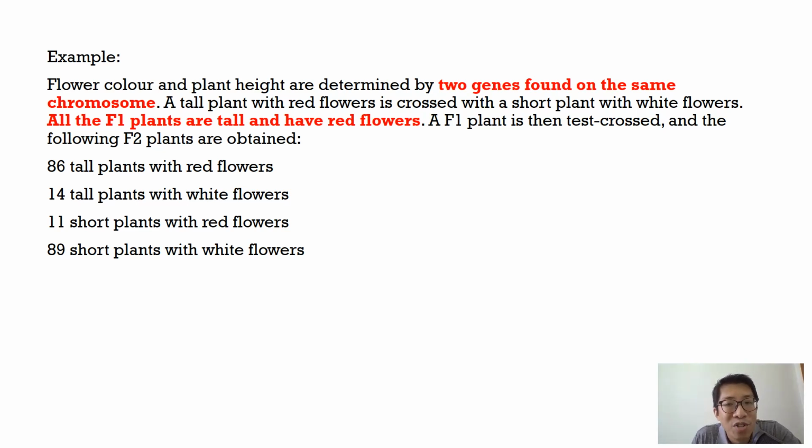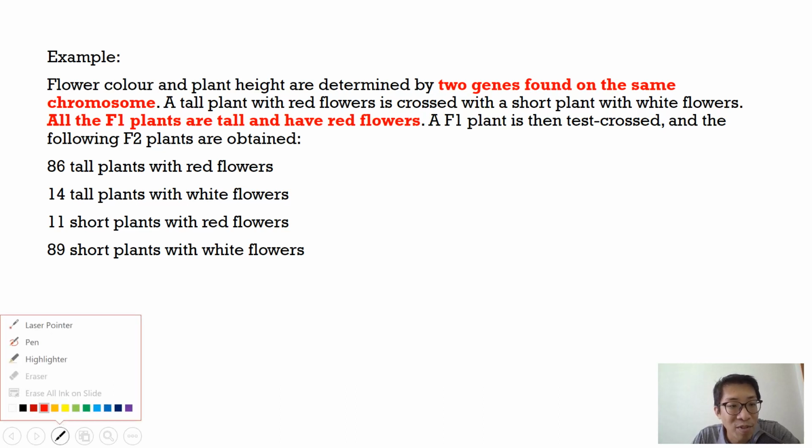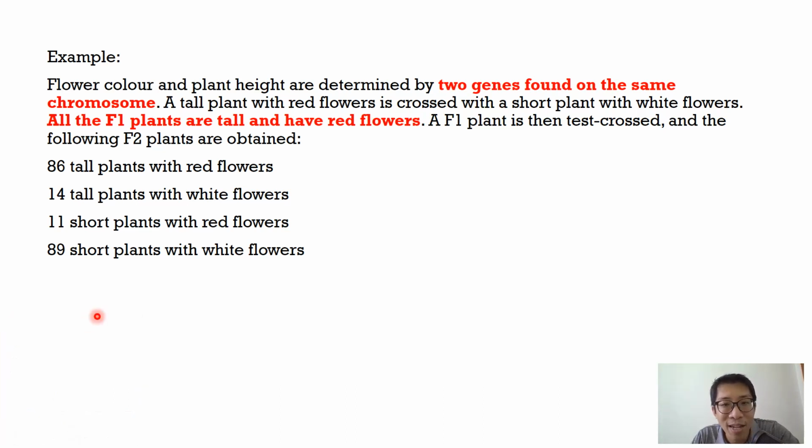Okay, so for this question, it is very clear. They told you that the two genes, coding for the two phenotypes of flower color and plant height, are found on the same chromosome, right? So this tells you that this must be autosomal linkage. Of course, our usual questions wouldn't be so clear. But anyway, there are other clues to tell us this is autosomal linkage, which we will look at later, right?